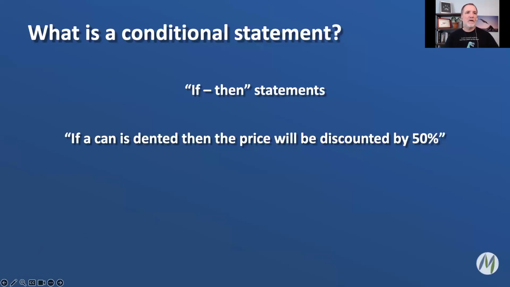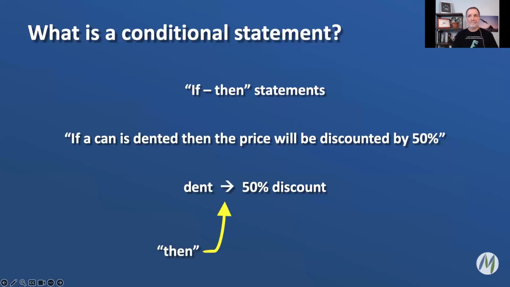And very often, what you'll see is we diagram these, or we use this little shorthand when we talk about these conditional statements. So this is the way we would draw it. We would say dent, and then an arrow, and then 50%. There are different types of quick shorthand ways we use to express these. But the arrow, that little arrow between dent and 50% discount, means the then. The arrow means then. So we would say if dented, then 50% discount.